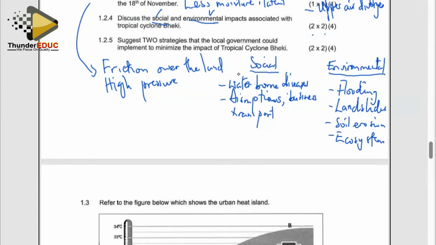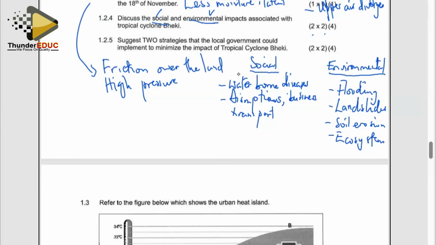So what I urge you to do is, if you are attempting such a typical question, which is specific, can you also address the two sides of the story? Address social and address environmental. Right, we move on to the next question. Suggest two strategies that the local government could implement to minimize the impact of tropical cyclones.